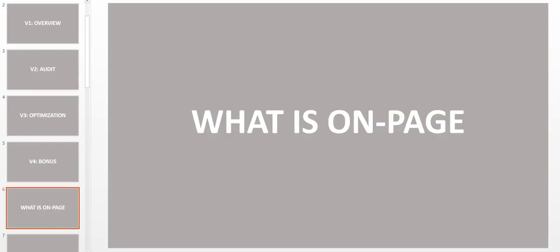So what is on-page SEO? Well, essentially, it's anything you do to a web page that enables it to rank high in search results. Simple enough. Now, the first step of on-page SEO is always going to be to conduct an initial audit. We need to know exactly what we're dealing with before we can begin improving anything.